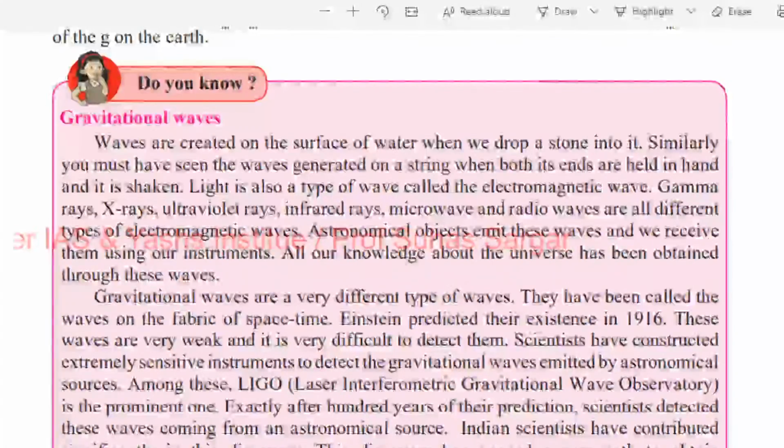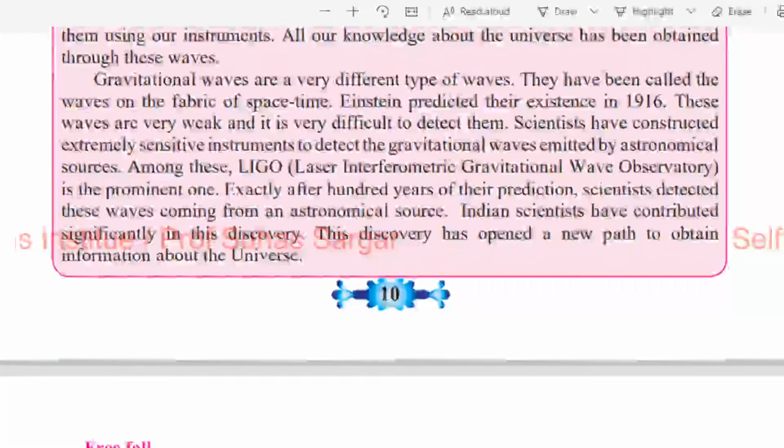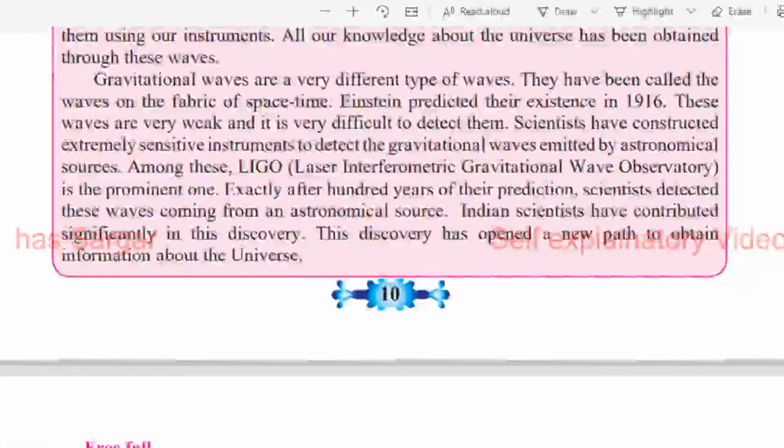Gravitational waves are very different types of waves. They have been called the waves on the fabric of space-time. Einstein predicted their existence in 1916. These waves are very weak and it is very difficult to detect them. Scientists have constructed extremely sensitive instruments to detect the gravitational waves emitted by astronomical sources. Among these, the Laser Interferometric Gravitational-wave Observatory, that is LIGO, is the prominent one.